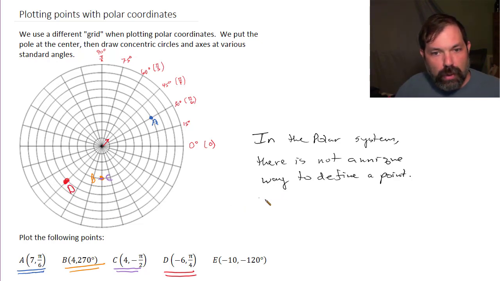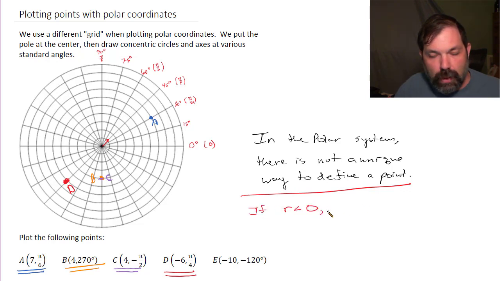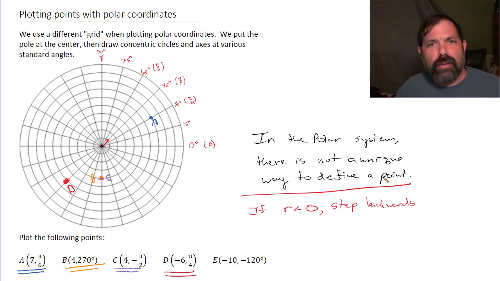All right, so if r is negative, in a sense, we step backwards. Another way to think about that would be if you point in the direction, and if r is negative, you flip over the pole and walk forward. That's another way to think about it.